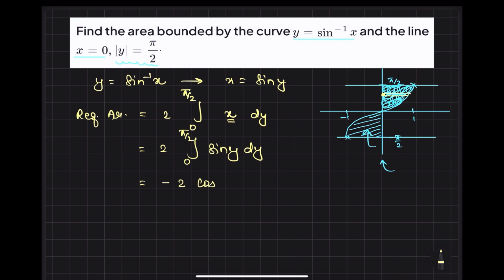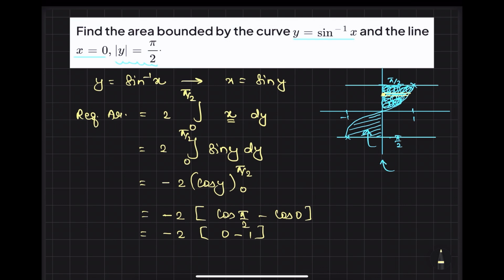Now we will substitute the upper limit and lower limit. The minus 2 waits outside. This is cos pi by 2, and you know that cos pi by 2 is 0, and then cos 0, whose value is 1. So here we have minus 2 times (0 minus 1), so we are left with 2 square units.